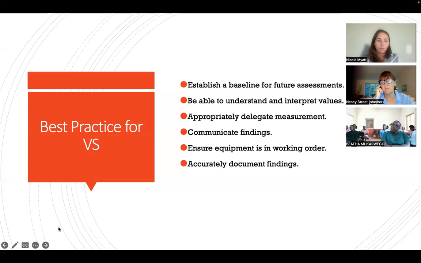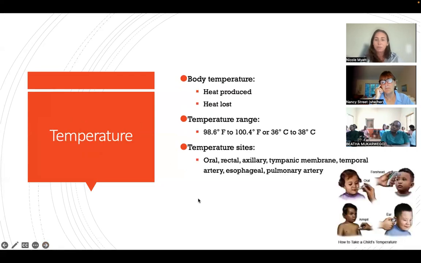So we'll go right in. Temperature is the first vital sign that we'll talk about. So what is body temperature a measure of? It's a measure of heat produced and heat lost. One of the major regulators for temperature is your skin. Your skin is what allows your body to stay at one sort of level temperature.